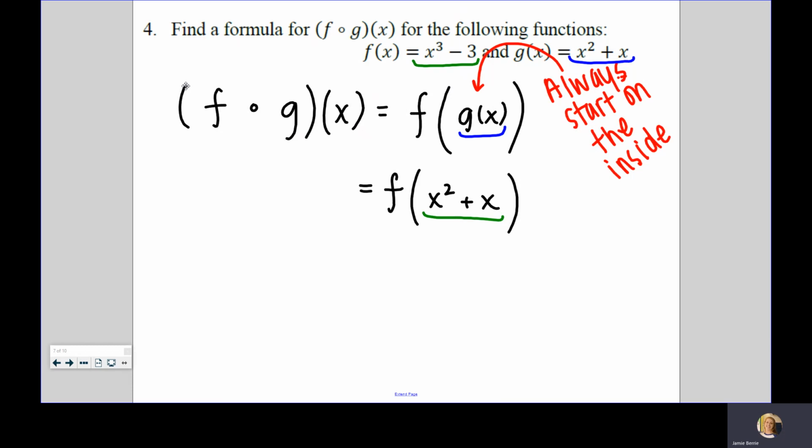All right, so we're going to take our function f. Everywhere there's an x, we're plugging in x squared plus x. All right, so here we go. It has x cubed, so that's going to be x squared plus x, cubed, minus 3. And that's it. It didn't ask us to simplify. So we're done.